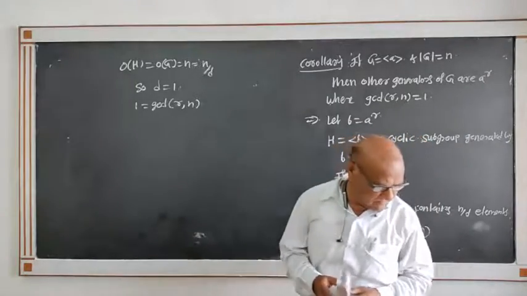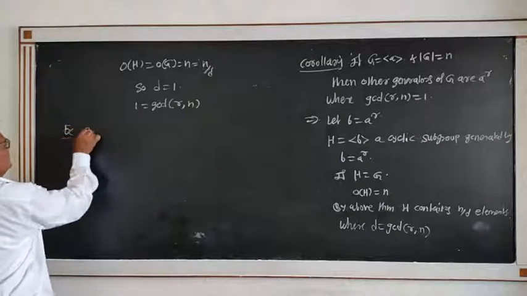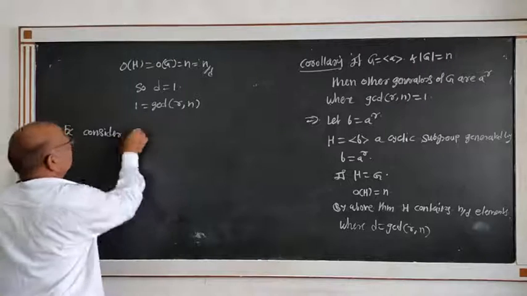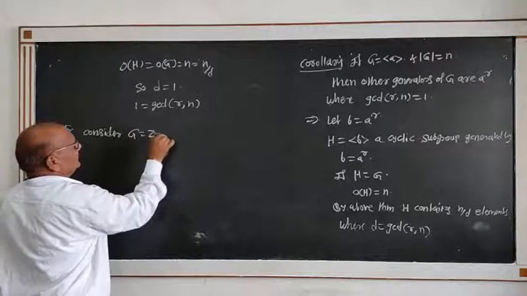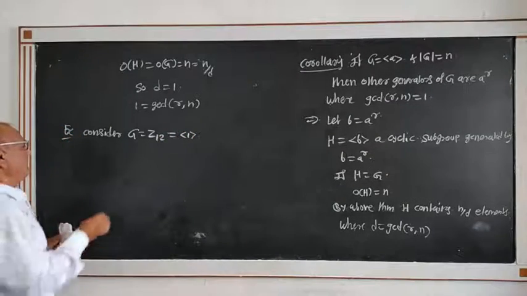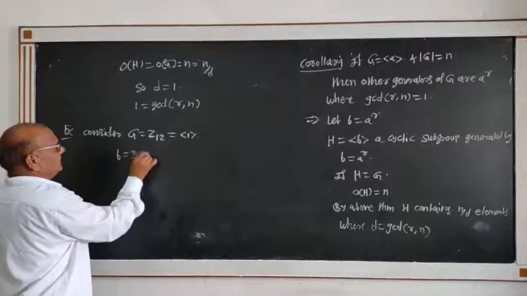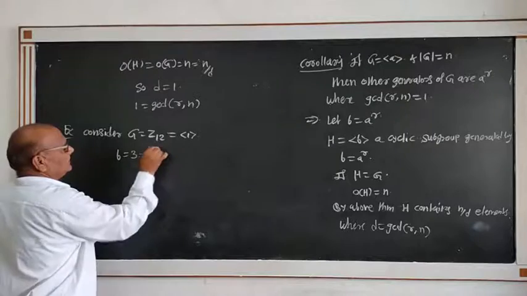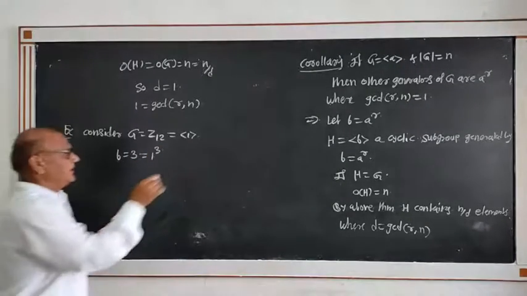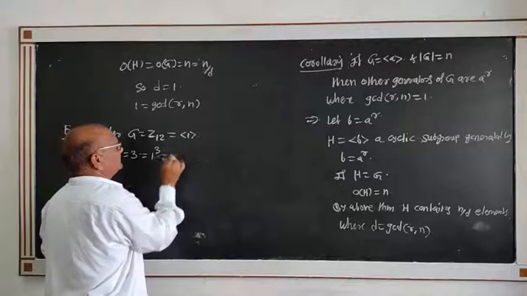Example, consider G is equal to Z12 generated by 1. Here B is equal to 3. 3 means 1 to the power 3. This is equal to 3 times 1.